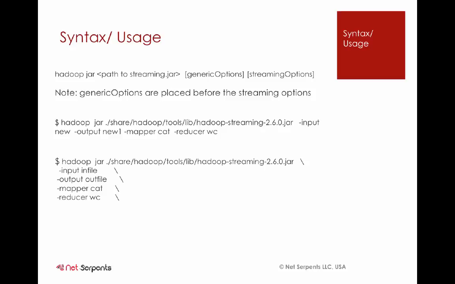Now we'll take a quick look at the syntax. This is what the syntax is for the streaming utility. Out here you see it's hadoop jar, the jar command, the path to the streaming.jar file. Depending upon which version you're using, the streaming jar command is going to look a little different. There are two types of options that you can supply. One is the generic option, the other is streaming. The generic options have to be placed before the streaming options. That's the point to be noted.